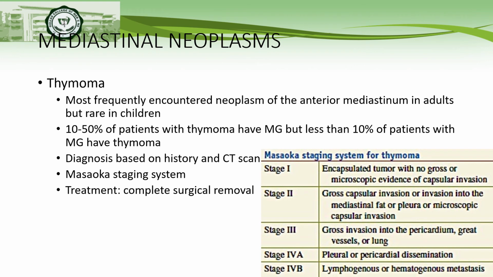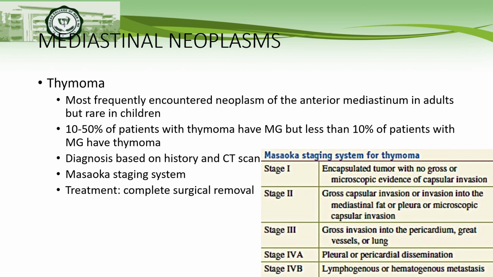So, thymoma is strongly correlated with myasthenia gravis or MG. But only 10 to 15% of patients with thymoma have myasthenia gravis. Conversely, less than 10% of patients with myasthenia gravis have thymoma. The diagnosis is usually based on MRI and PET as well as CT scan. The most commonly accepted staging system for thymoma is the Masaoka staging system.